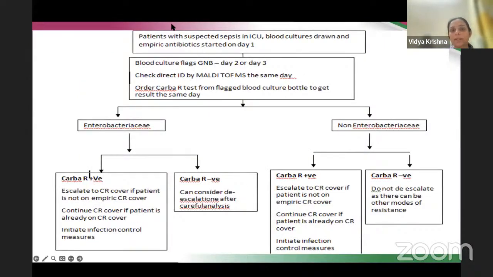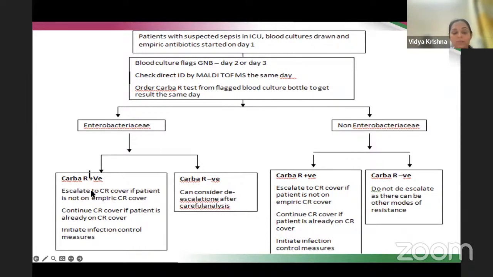So how do we use the Xpert CARBA-R? If you have a suspected sepsis, blood cultures are drawn and empiric antibiotics started. If you have a gram-negative flagging, remember that when you're using Xpert CARBA-R, you need to have some way of getting the ID of the bug. That's important because for Enterobacteriaceae it's different and for non-Enterobacteriaceae different. Enterobacteriaceae predominantly have carbapenem enzyme-mediated mechanisms. So you can be guided by the report.